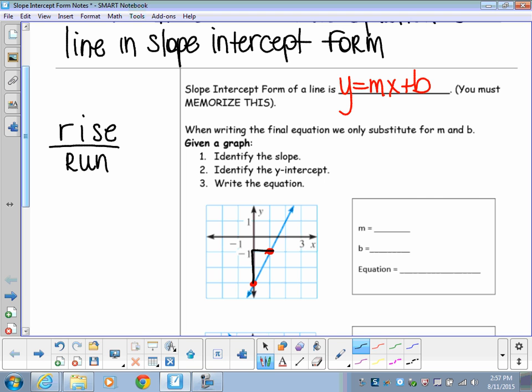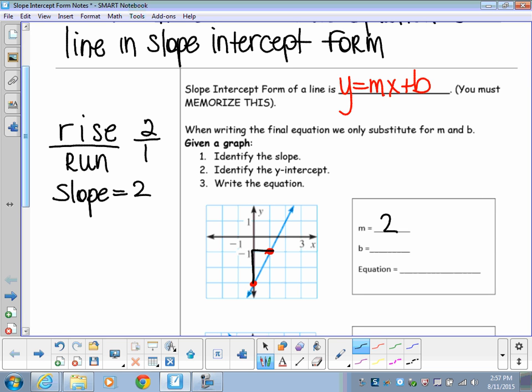Rise means how many times did you go up? I moved up 2 spaces. Run, that means how many times did I move to the left or right? In my particular case, I moved to the right 1 time. Ladies and gentlemen, our slope is 2. When we're dealing with fractions, if our bottom number is 1, we drop our bottom number and keep our top number. So we're going to go to our box, and right next to the letter m, we're going to write the number 2, because remember, m represents our slope.